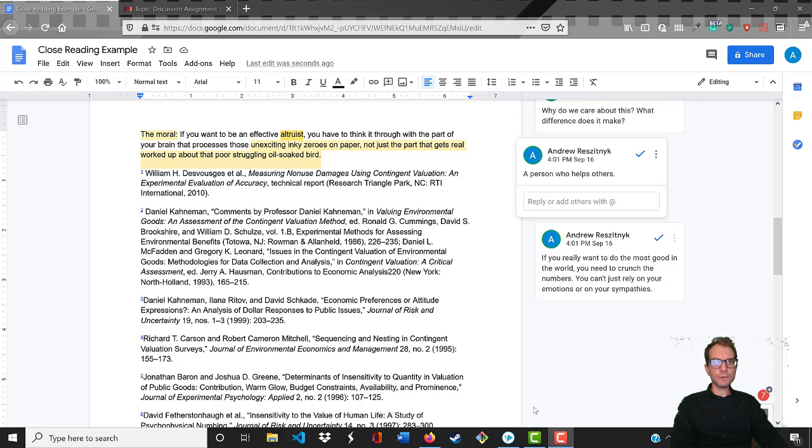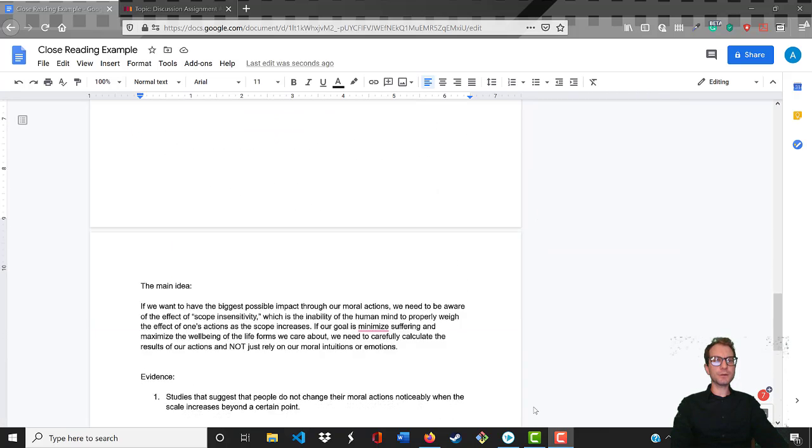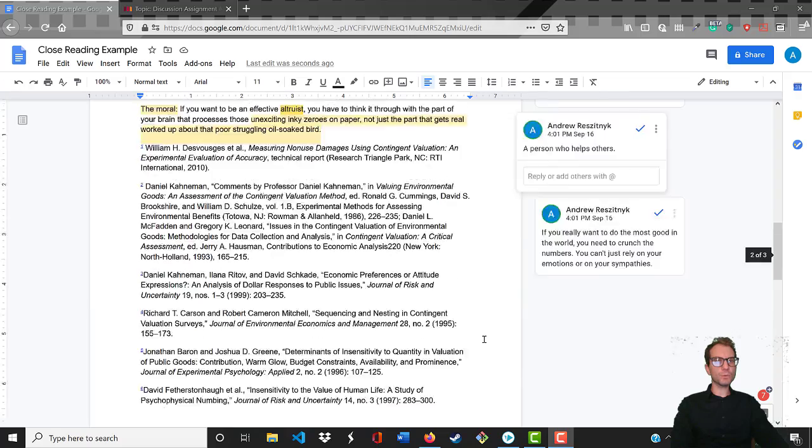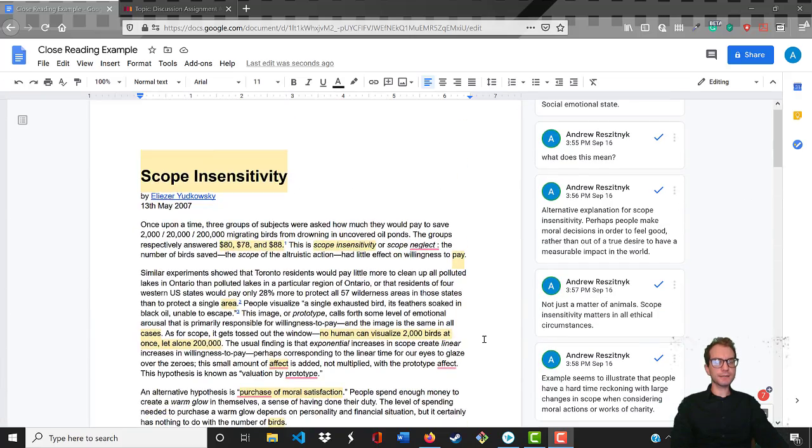Okay, so now we've recorded our reactions to the text. We've thought a little bit about what the main idea is, what evidence is being used to support it. The last two things to do are to inquire about the organization of the text and to ask some questions of it, or of any patterns that we see in it.